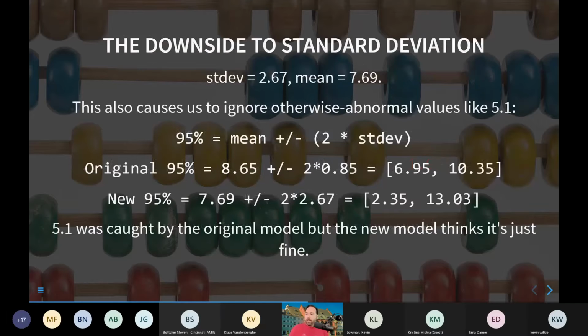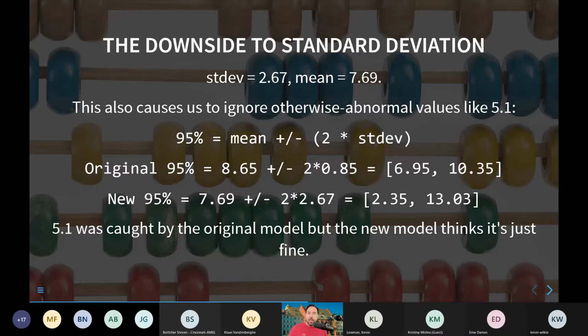If I have a second aberration, then we may ignore that aberration. So if I have another item like a 5.1, basically what I'm saying here is our 95th percentile is the mean plus or minus 2 standard deviations. Our original range would say 6.95 to 10.35. Our new range says 2.35 to 13.03. So the fact that I had one acknowledged outlier in my data set stretches out the range so much that new things that are probably outliers now are considered normal.